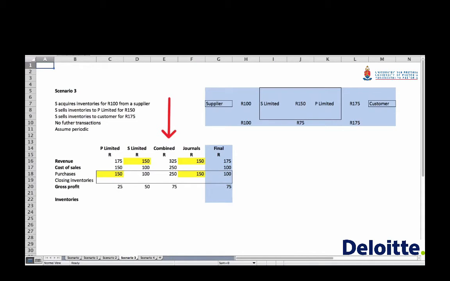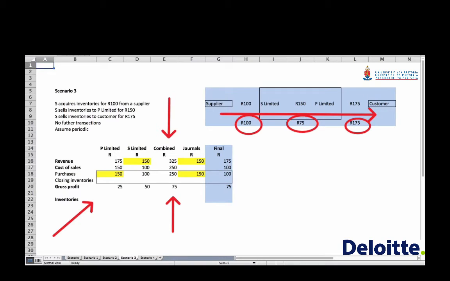So there's 175 Rand revenue and 150 Rand revenue in the combined total. There's cost of sales of 150 and 100, purchases of 150 and 100, ultimately giving you a gross profit of 75. In this instance, there are no inventories as they have been sold out of the group and are not on hand anymore. Now clearly that combined column does not yet reflect what the scenario for the group would be. We are looking for a cost of sales for the group of 100, sales for the group of 175, resulting in a gross profit to the group of 75.